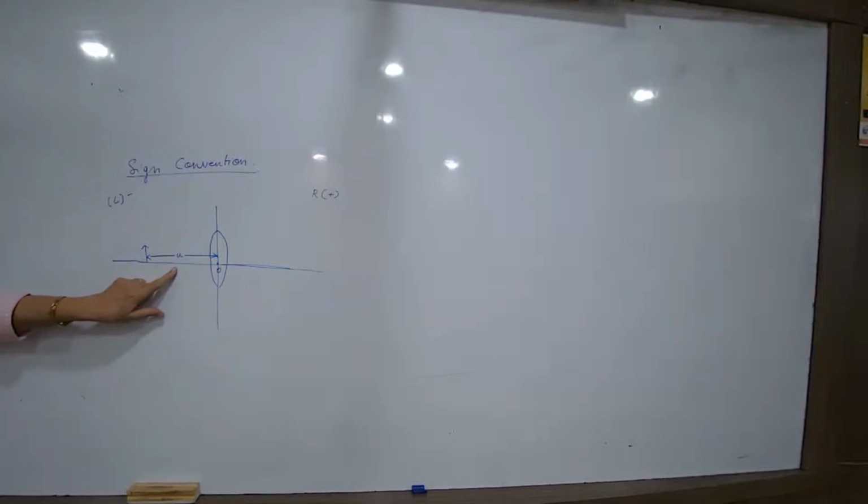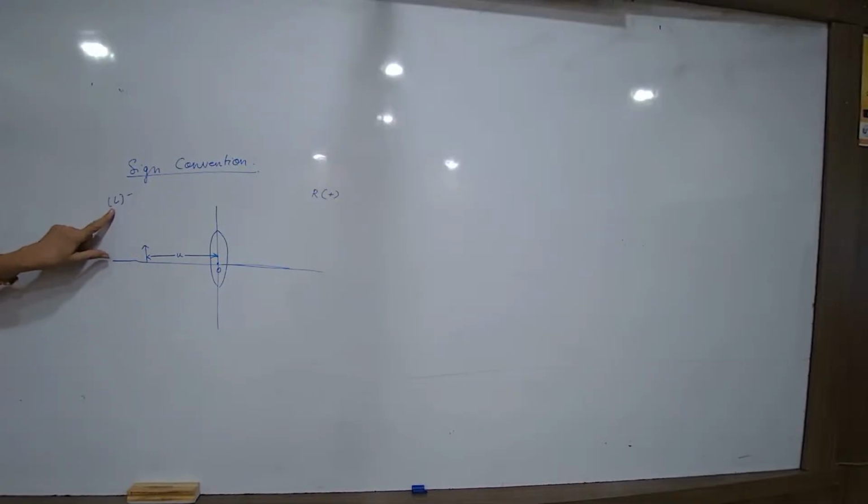So it is u. Whatever measurement you're taking from the object to the origin, you're going to take it as negative. Suppose we say it is 20 centimeters, you write it as minus 20. Okay? So u will be negative always.